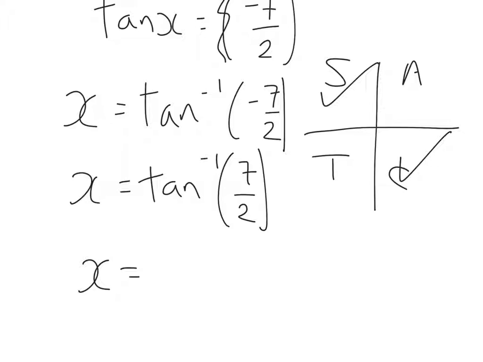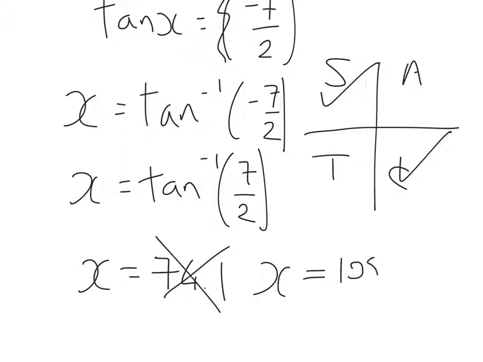So remember that the answer the calculator gives you is always the answer in the all quadrant. And that's 74.1 degrees, but we're not in the all quadrant, we're in the sine quadrant and the cosine quadrant. So the sine quadrant is 180 take away our answer. So that will be 105.9. And in the cosine quadrant, it's 360 take away the answer. And that's 285.9 degrees.